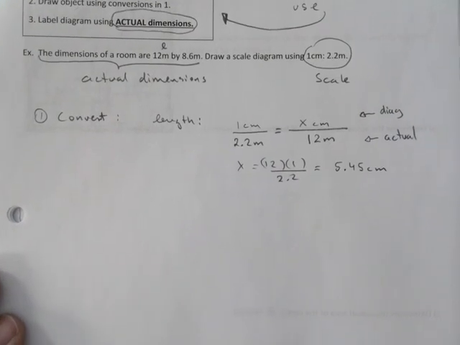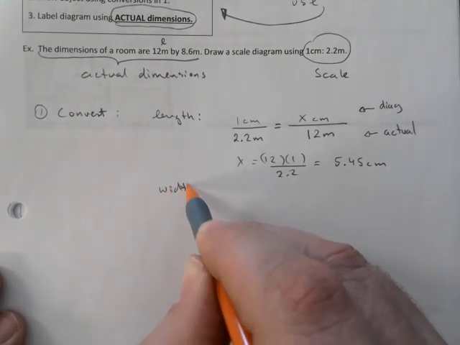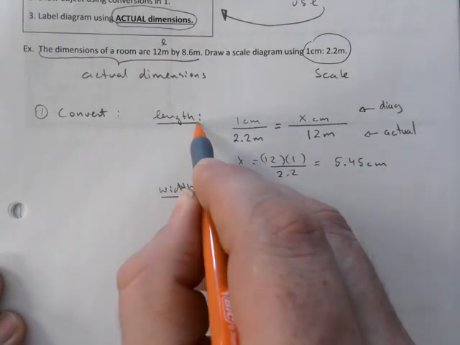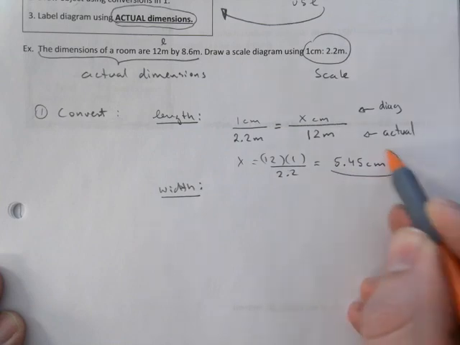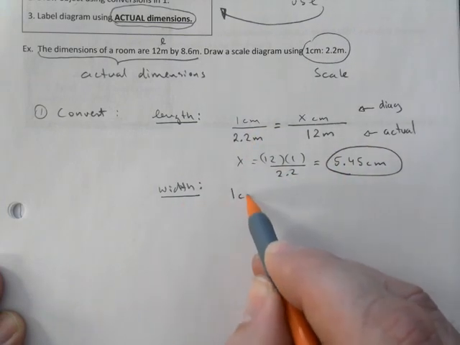I should have added a grid here, but it is what it is. You're going to have to use a ruler instead. So for the width, I did the length calculations. I came up with this, right? For the width, I start the exact same way.